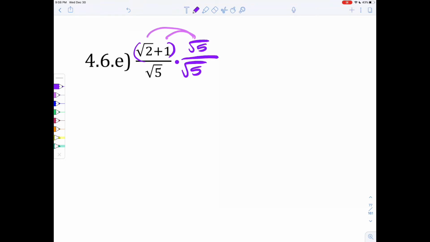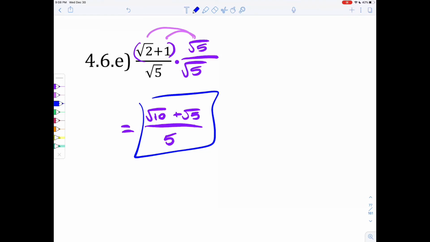So the bottom is just the usual. Root 5 times root 5 is 5. But on top, we have root 5 times root 2, which is root 10. And then we have root 5 times 1, which is just root 5. I wish this could be simplified further, but alas, it cannot be. So it's done. And I'll scroll over to the right.